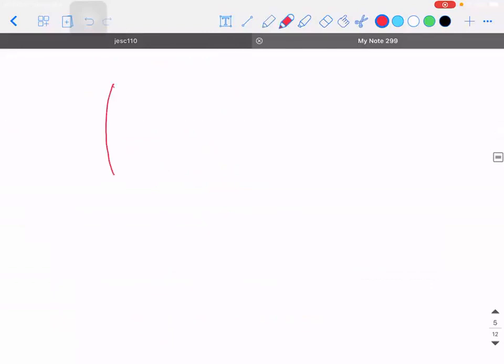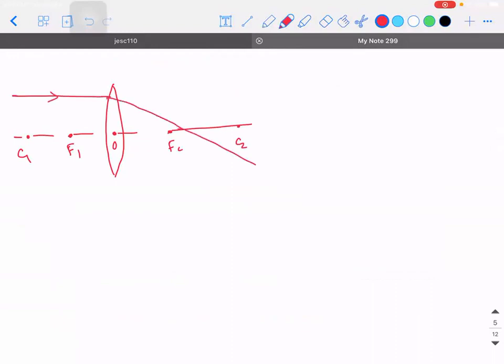So if I take a convex lens like this, optical center, I'll call this as f1. This is C1. I'll call this as f2 and I'll call this as C2. When a ray is taken parallel to the principal axis, after refraction, they meet at a point on the focus.